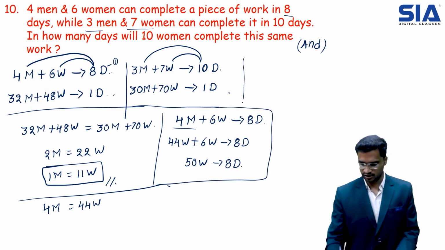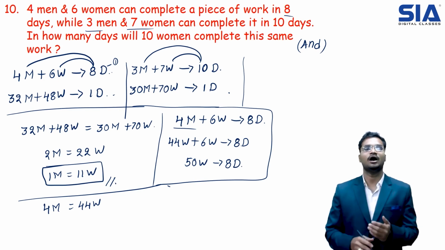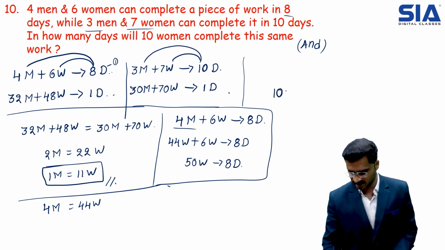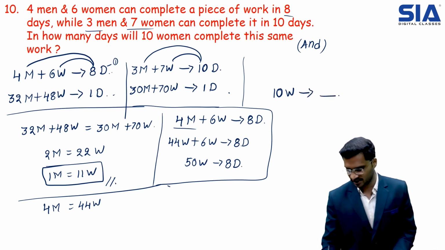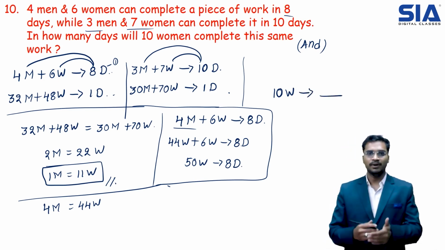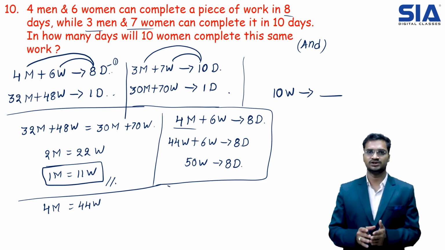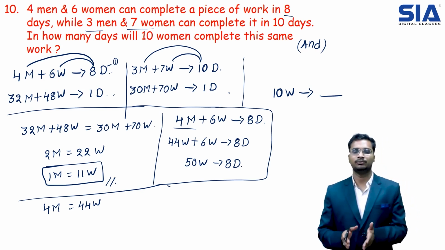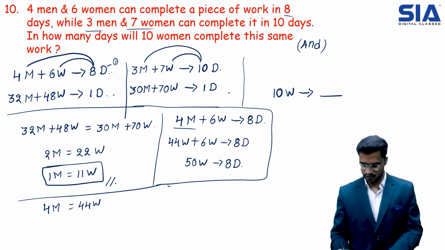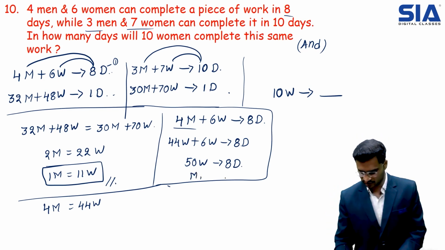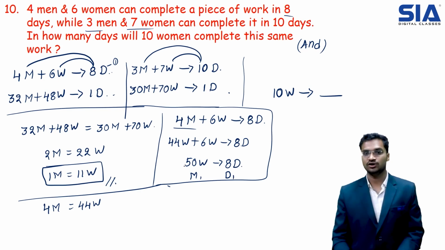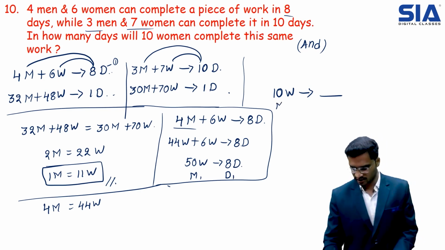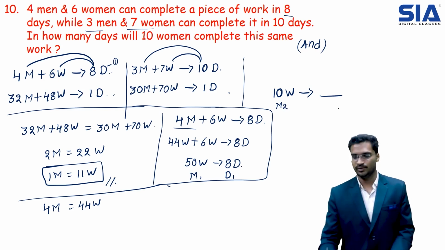Now in our question, what did he ask? He asked in how many days 10 women will complete this work. So let us apply the chain rule here. The chain rule says m1 d1 h1 divided by w1 is equal to m2 d2 h2 divided by w2. So here m1 is this value and d1 is this. Because 50 women are doing this work in 8 days, we have to find in how many days 10 women will be doing.